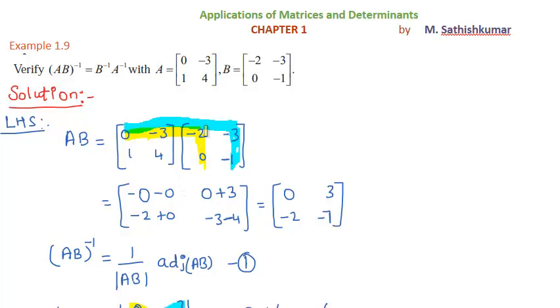Similarly, for the second column, you multiply the first row with the second column: 0 with -3 you will get 0, and -3 with -1 you will get plus 3. Similarly, if you multiply the second row with the first column and then the second column, you will get these two values. If you simplify these values, you will get 0, 3, -2, -7.